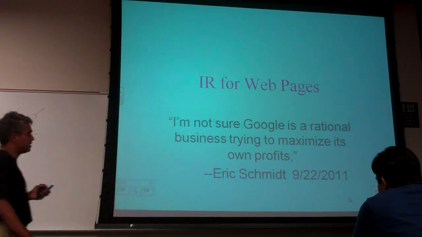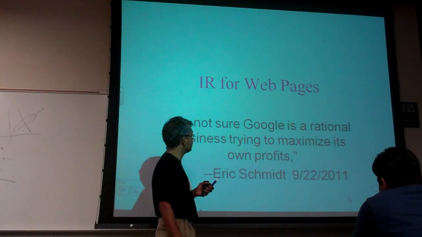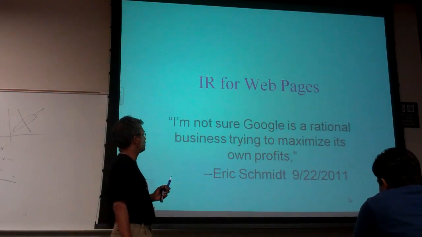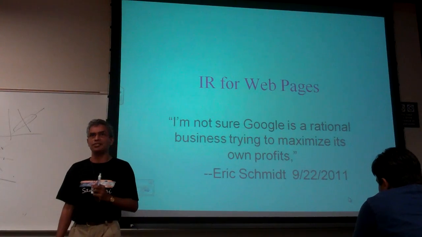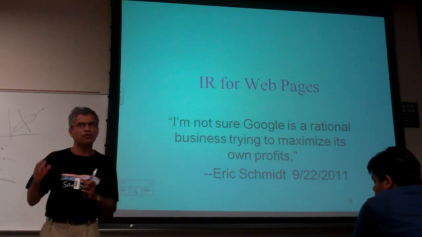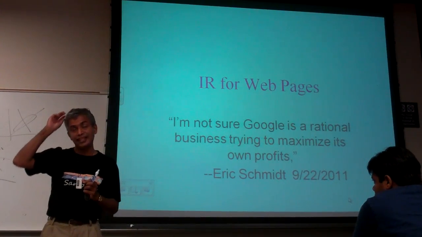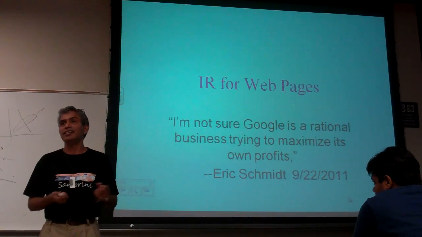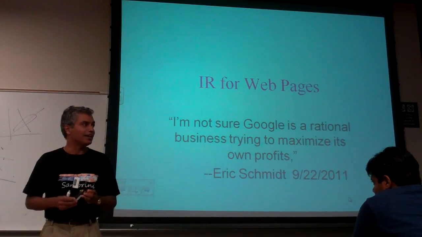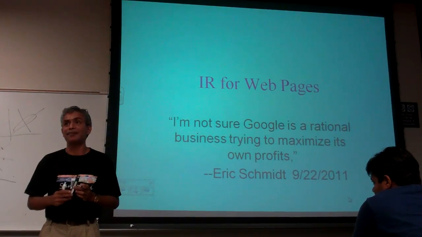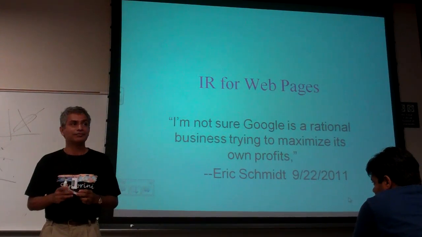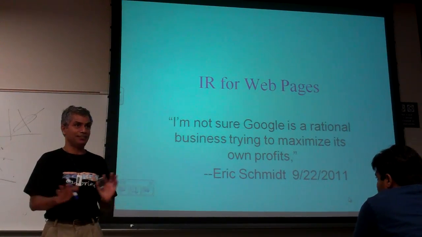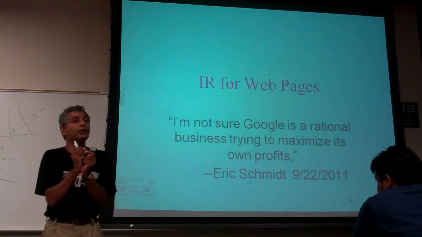Yeah, so Eric Schmidt basically apparently is now of the opinion that Google is a rational business. He's not sure that Google is a rational business trying to maximize its own profit. So those of you who are trying to look for jobs in Google, think again. Apparently this company is not interested in making profits. Why would the former CEO of a company say that? Because they want to say we are not a monopoly. We're just a little guy in the room.